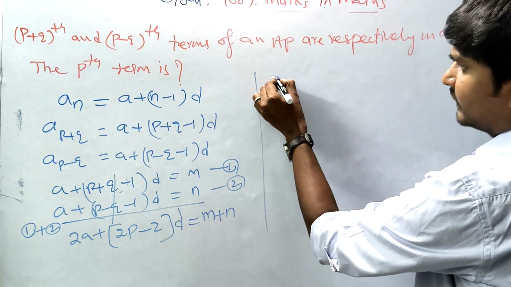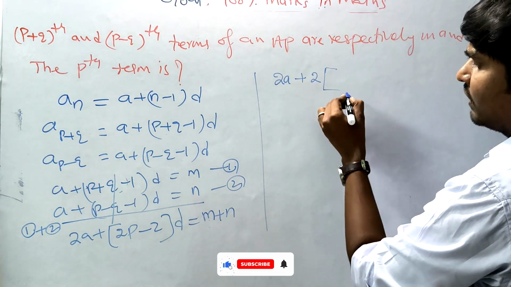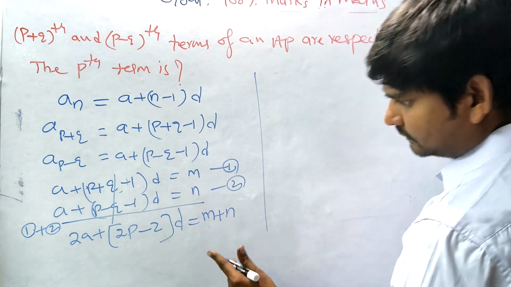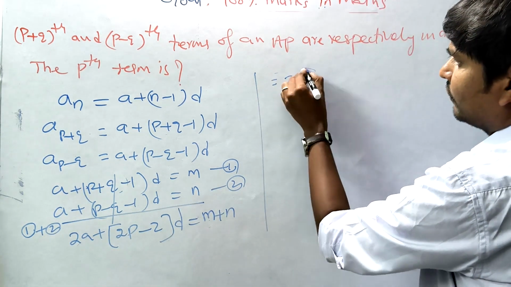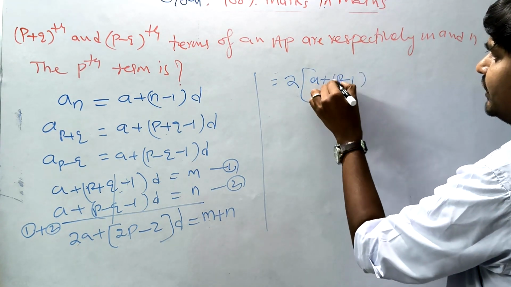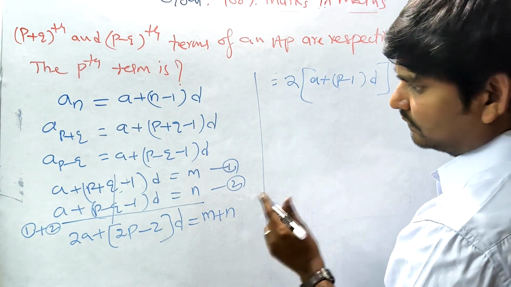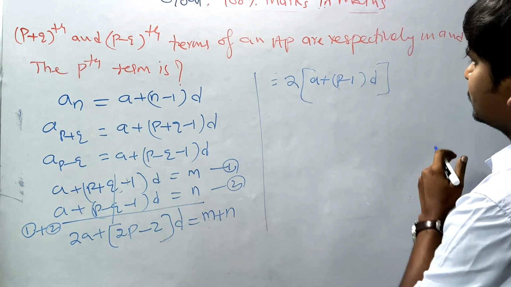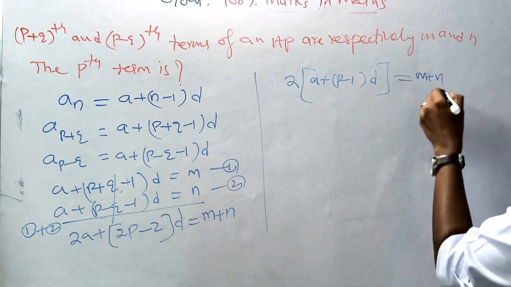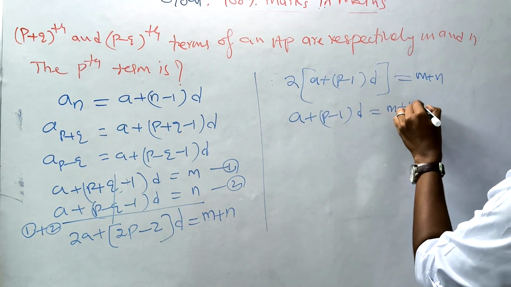See, now by taking 2 common, it gives what? Otherwise you can do it like this: take 2 common from this equation, now from this a plus (p minus 1) into d only. So a plus (p minus 1) into d, times 2, is equal to m plus n. From this, a plus (p minus 1) into d is equal to (m plus n) by 2 only.